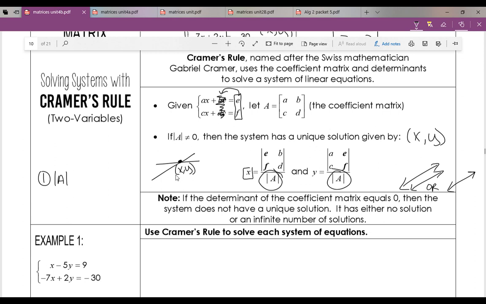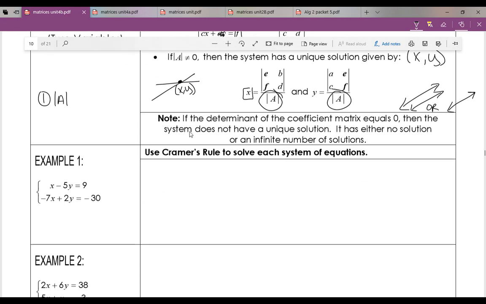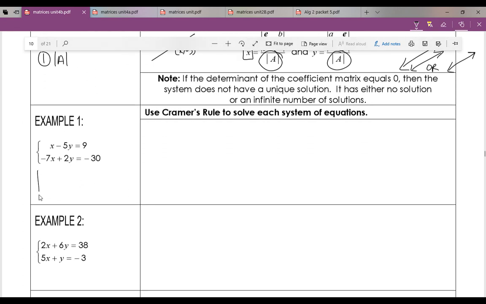Okay? So we don't want 0 in the denominator, period. So what we're going to do first is I am going to list that coefficient matrix, which we did just a minute ago, 1, -5, -7, and 2. And I am going to find the value of the determinant because that is my denominator for X, and that is my denominator for Y. I cannot put a 0 in either one of those denominators.